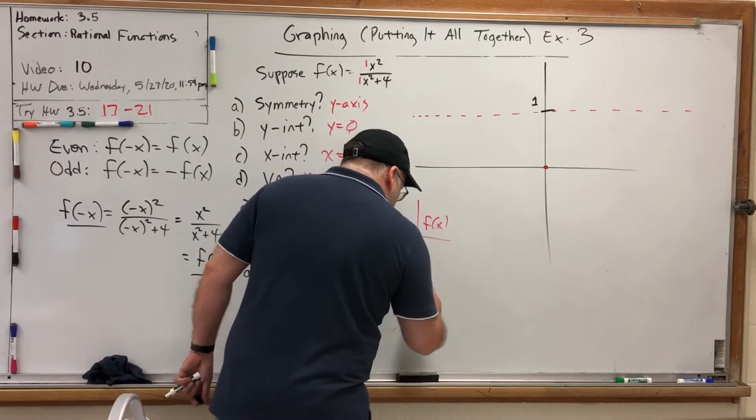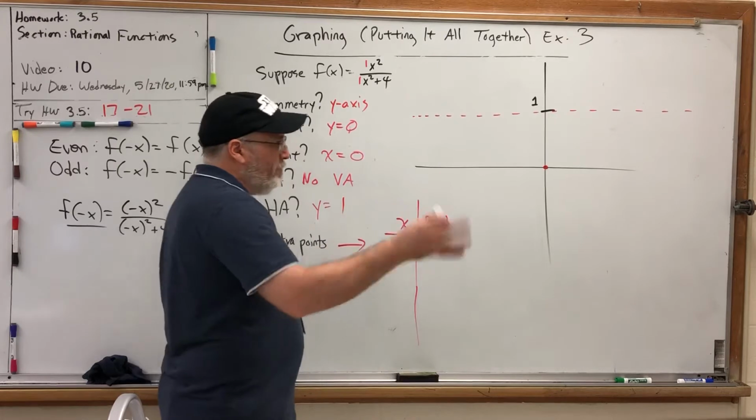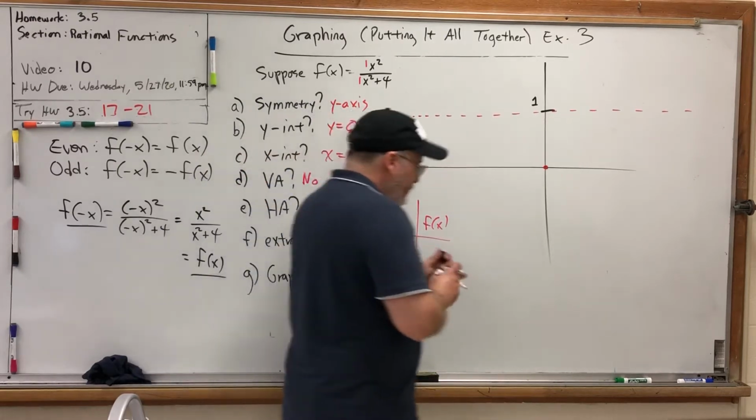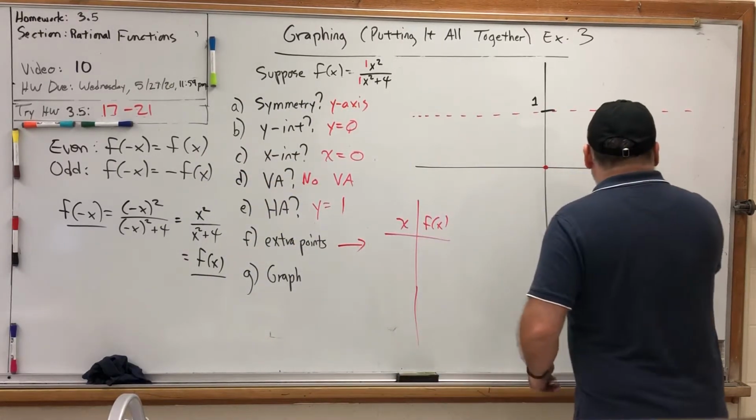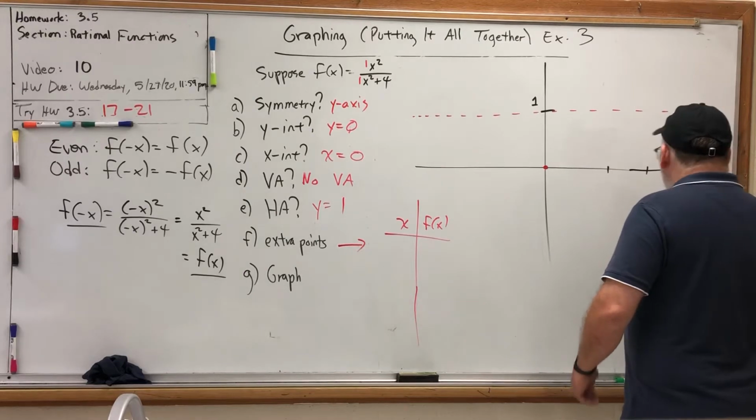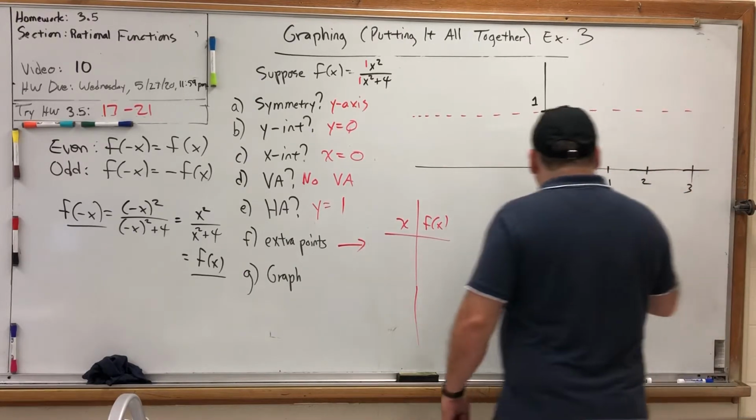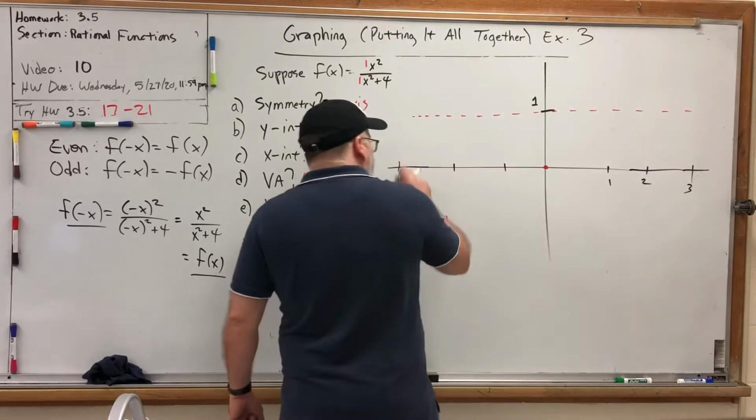Now this time I'm going to put in positive numbers first. So let's pick some positive numbers. Let's just go 1, 2, 3. There's no need to get crazy here. And we'll also do -1, -2, and -3.